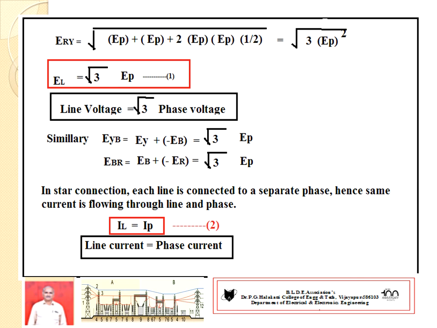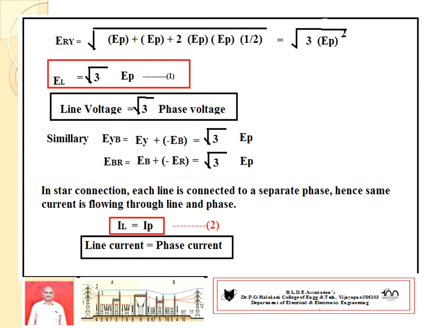So ERY equals the square root of EP square plus EP square plus 2 times EP into EP into cos 60, which is half. So it totally becomes the square root of 3 times EP square. Hence finally EL equals root 3 times EP. Give this equation number 1. EL is the general notation of line voltage. Hence line voltage equals root 3 times phase voltage.